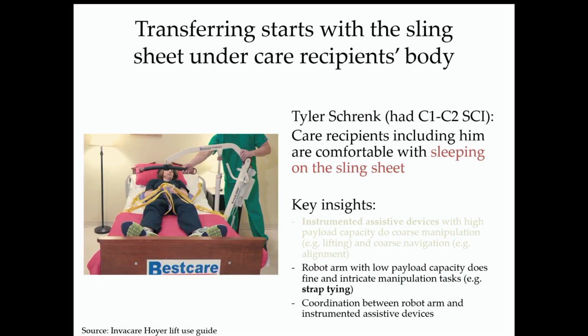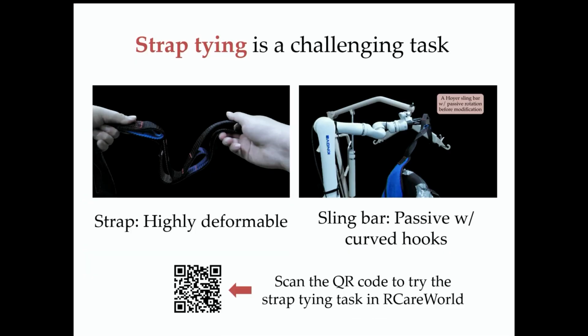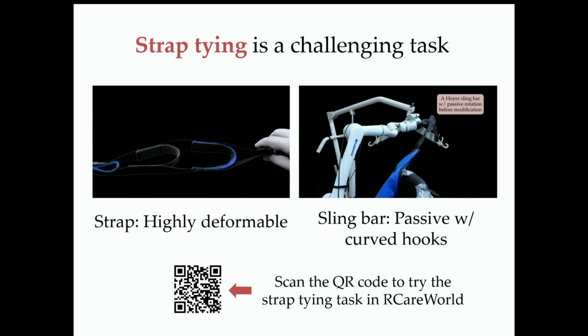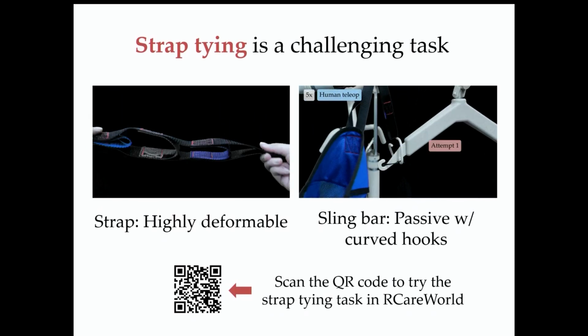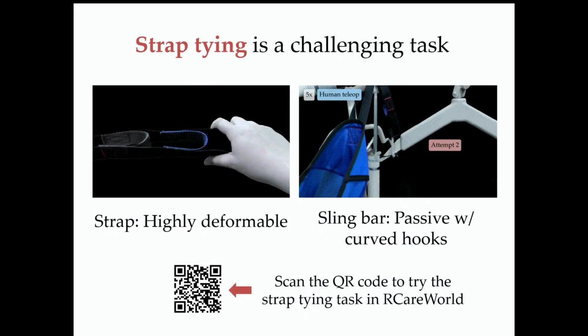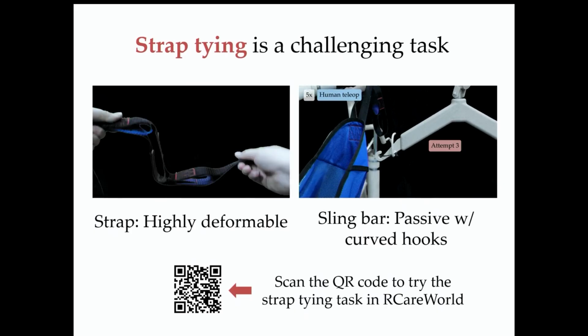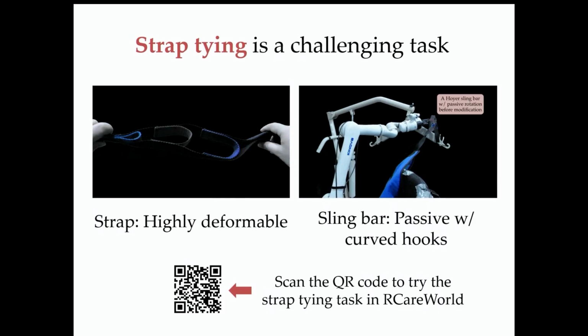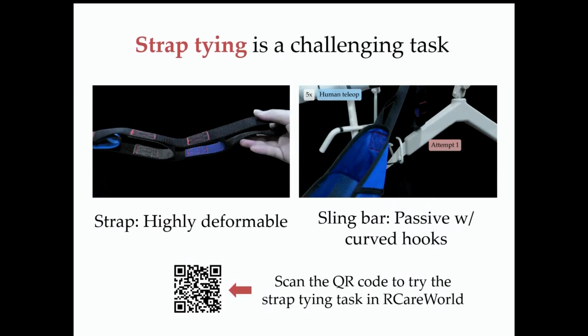So now we use the robot arm to actually do intricate tasks such as tying the sling sheet. But this is also a very difficult task because it's very deformable, and while you try to do this, the sling can move. If you want to really try this out, we have a demo, so you can see how difficult it is for you to do this manually.